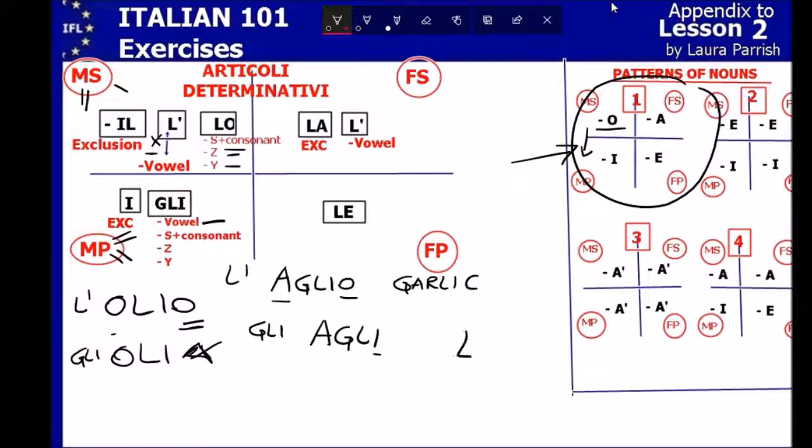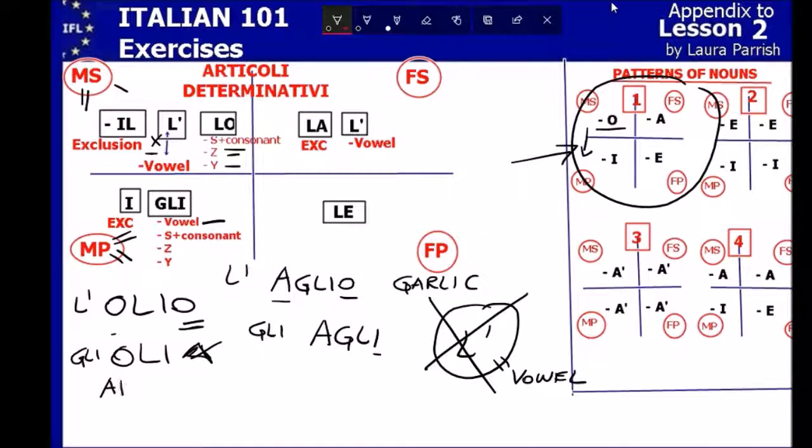You use l' in Italian in front of words starting with a vowel only when they are singular, okay? Only when the words are singular. Never, never, never use l' in front of plural words. Never.